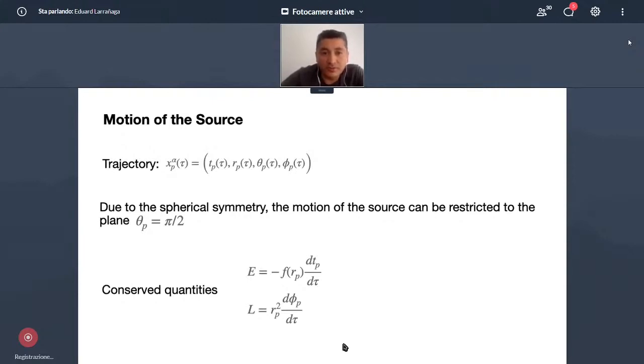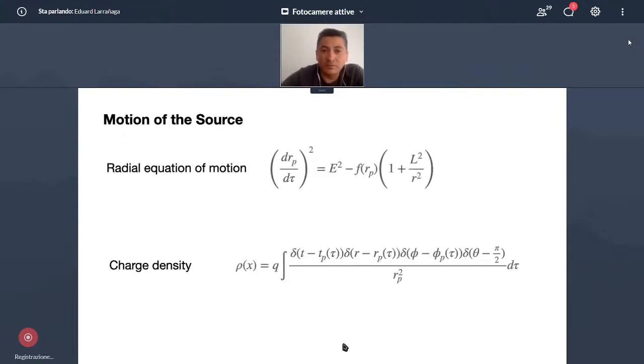Due to the spherical symmetry of the spacetime, the trajectory is restricted to a plane, which we will choose as the equatorial one. The conserved quantities are identified as the energy per unit mass and the angular momentum per unit mass. Using these constants of motion, the radial equation of motion is given by this expression, and using these results, we obtain the following charge density. Now we are ready to consider some particular trajectories to calculate the corresponding gravitational radiation waveforms.